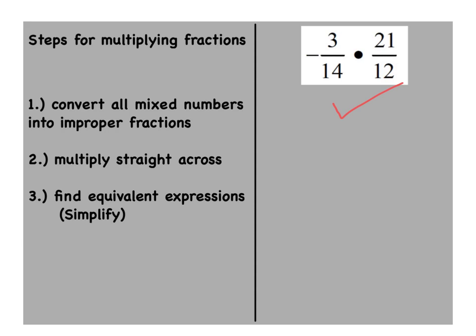The next step we're going to do is multiply straight across. So I am going to multiply 3 and 21, our top two numbers. 3 times 21, and you can type this into your calculator if you need that assistance. 3 times 21 is 63. And I'm going to include that negative because a negative times a positive is going to give me a negative answer, so my answer should be negative.